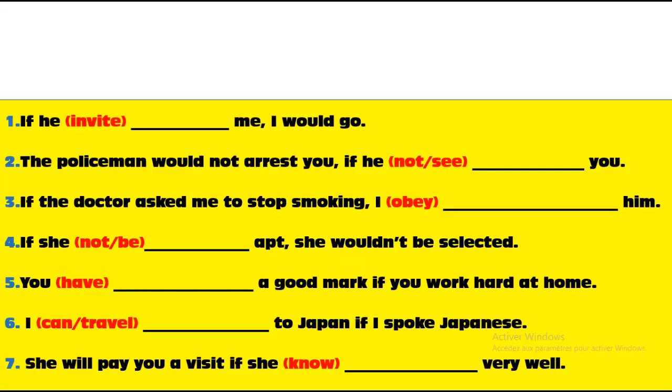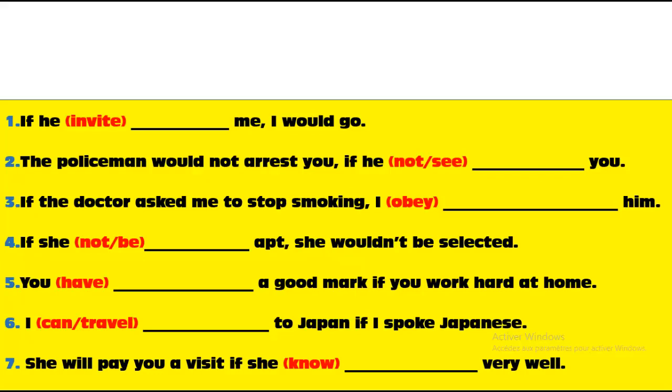Number 5, you to have a good mark if you work hard at home. Number 6, I can travel to Japan if I to speak Japanese. Number 7, she will pay you a visit if she to know you very well.